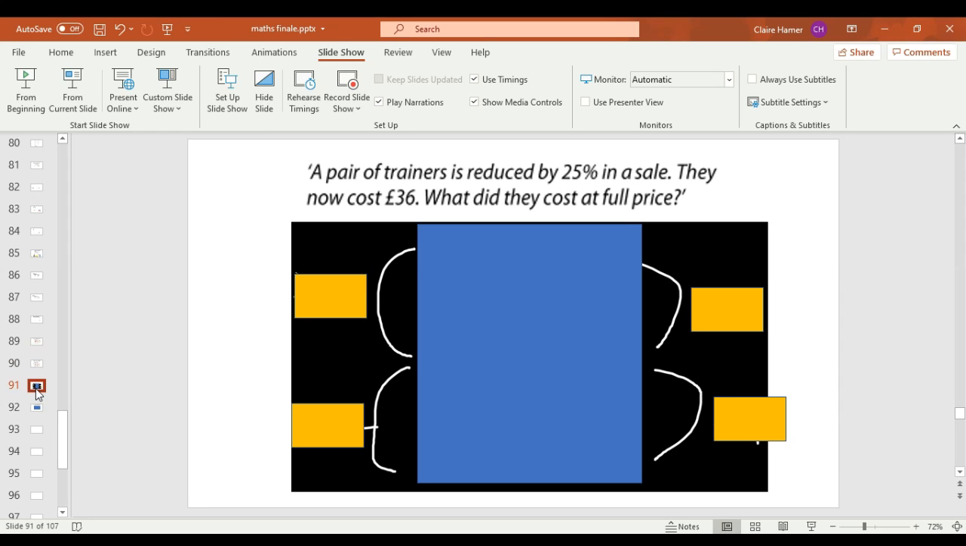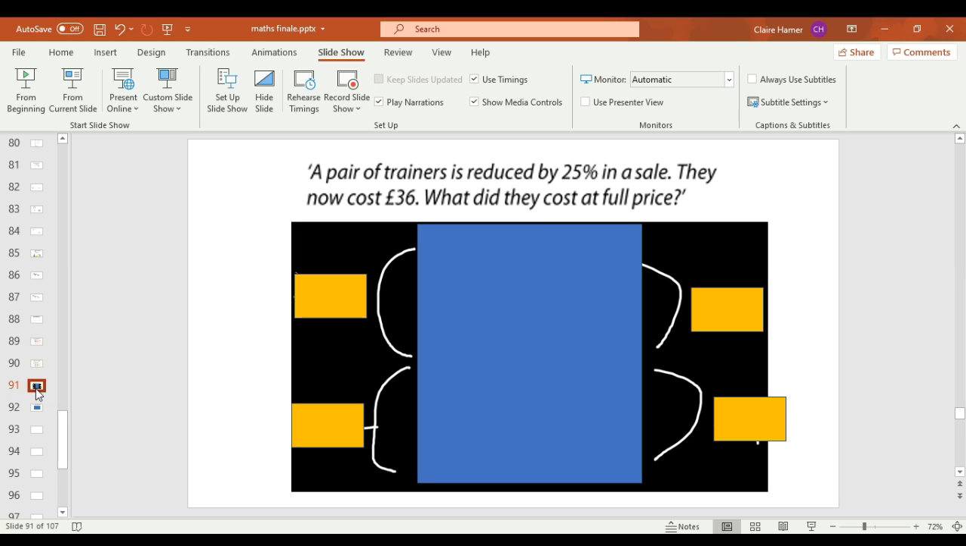Final question, the shopping question. A pair of trainers is reduced by 25% in the sale. What fraction is the same as 25%? 1/4. So the pair of trainers has a quarter off. They now cost £36. What did they cost at full price?